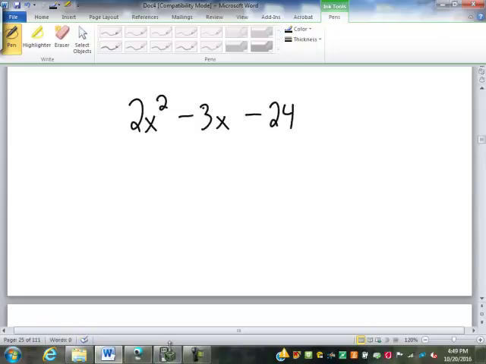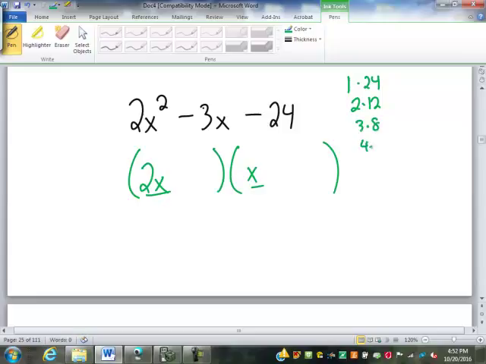Try that one. So, common factor? Say no. Okay, good. So, we go to this. What do the first ones have to be again? 2x and x, okay? How about the last one? They have to multiply to make a negative 24. So that means one has to be positive and one has to be negative. Well, we got 1 and 24, 2 and 12, 3 and 8, and 4 and 6, right? Which one do you want to try? 3 and 8? Okay.